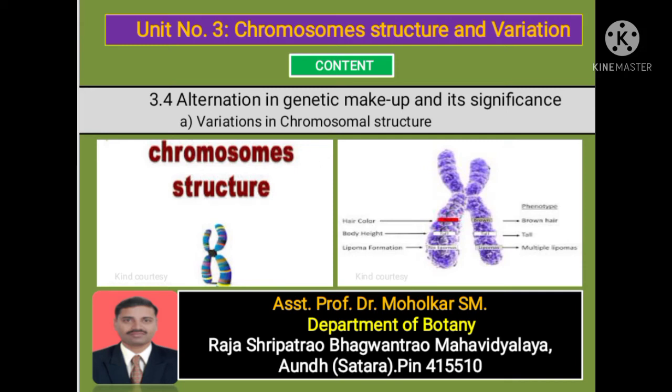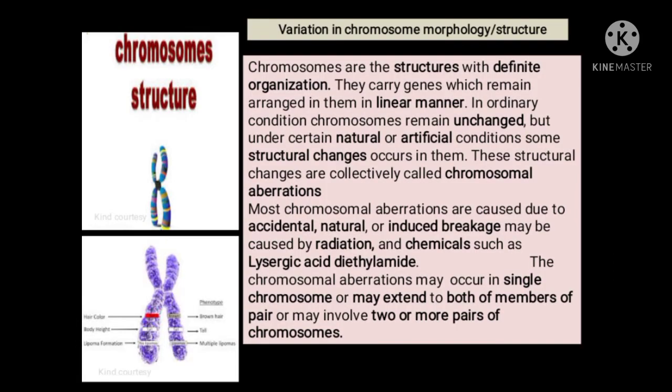Today's lecture is on variations in chromosomal structure. Variation in chromosome morphology or structure. The chromosomes are structures with a definite organization. They carry the genes, which remain arranged in them in a linear manner. In ordinary conditions, the chromosomes remain unchanged, but under certain natural or artificial conditions, some structural changes occur in them.